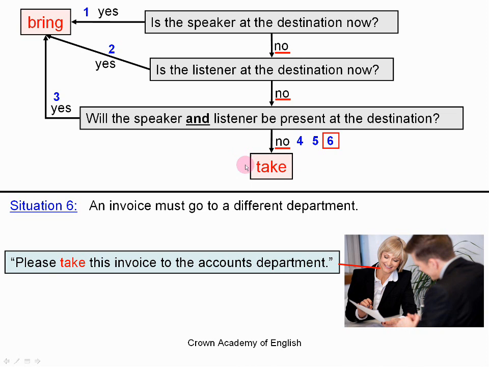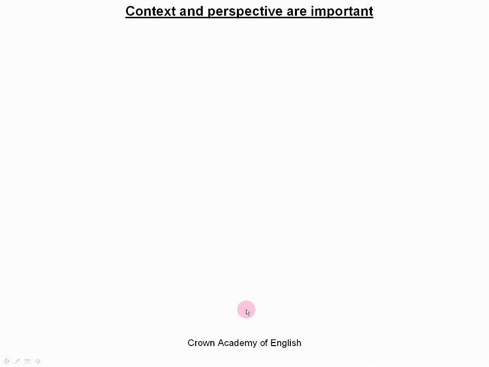And so we use the word take. And bring, in this context, is wrong. And the direction is from the sales department to the accounts department. It is away from the speaker. Okay, so those are the 6 situations, or sorry, the 4 situations.